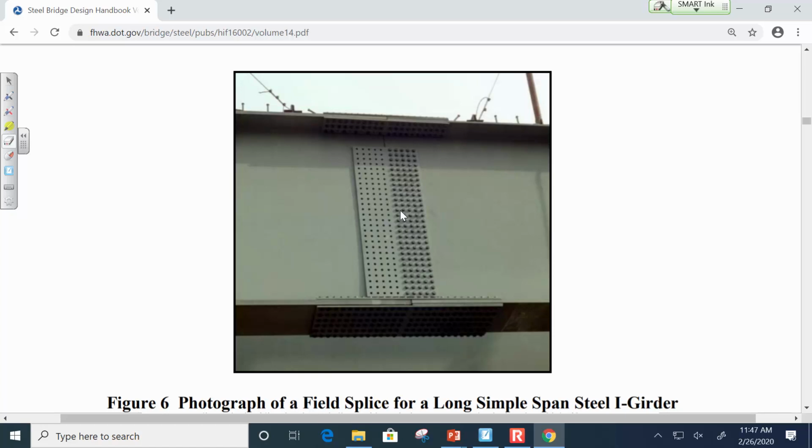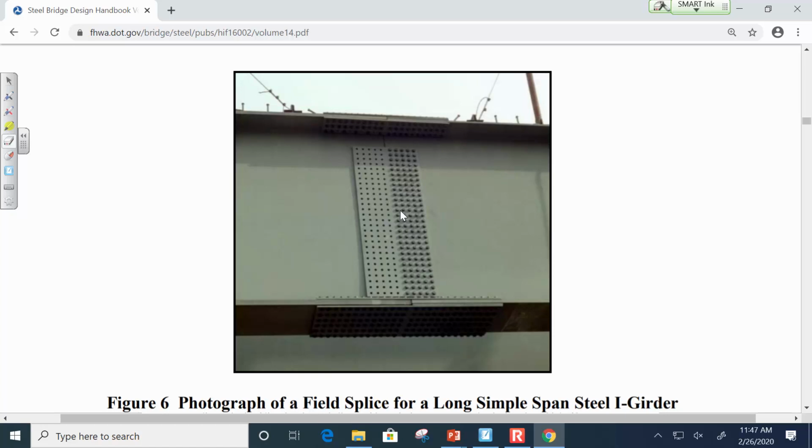Now, one of the things, so that would be my first point. The second point I would say is that your goal in a spliced connection is to connect two different pieces of a girder together, girder A to girder B. But that does not mean that they have to be the same size girder.